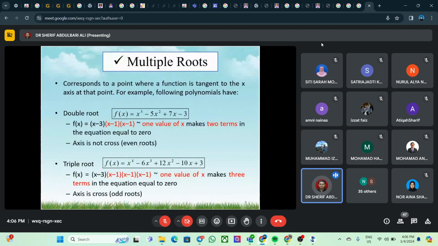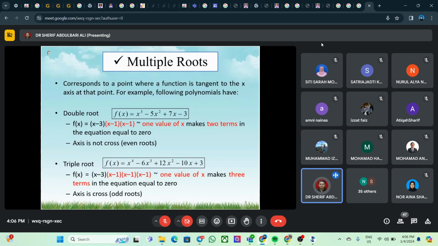So multiple roots, this is what happens at the points where the function is touching the x-axis at one point. Okay, just to recall what we have done for the last 2 weeks. We were talking about finding the roots of the equation. You need to find the value of x.